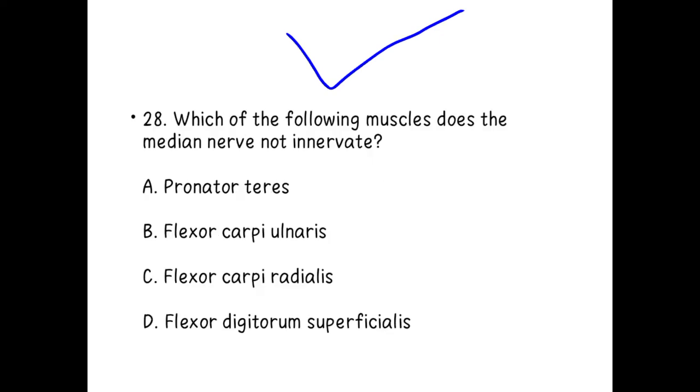So next question. Number 28, which of the following muscles does the median nerve not innervate? A, pronator teres. B, flexor carpi ulnaris. C, flexor carpi radialis. D, flexor digitorum superficialis. So the right answer to this question is B, flexor carpi ulnaris. This muscle is being supplied by the ulnar nerve. So take notes of that.